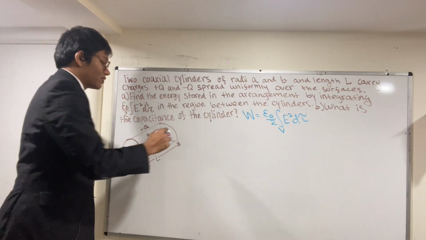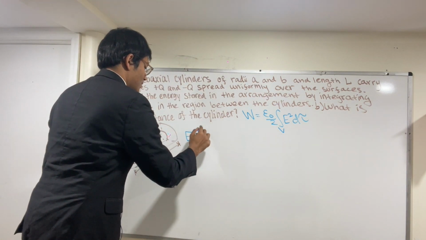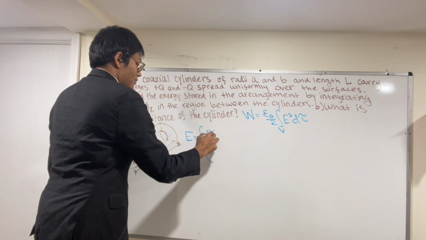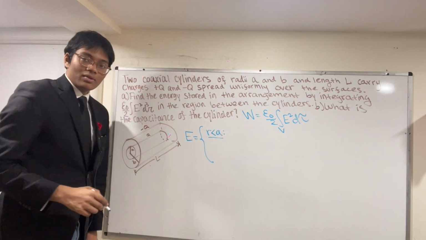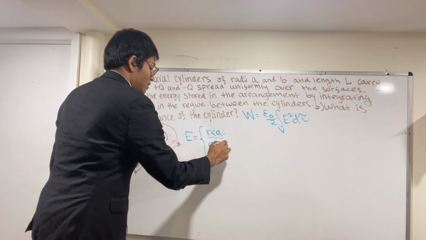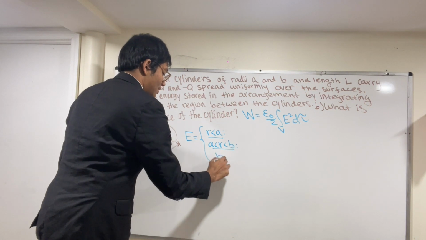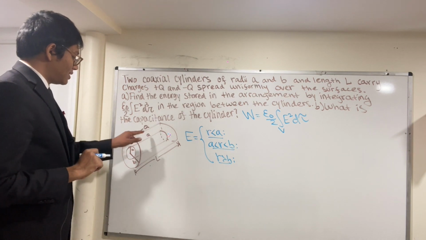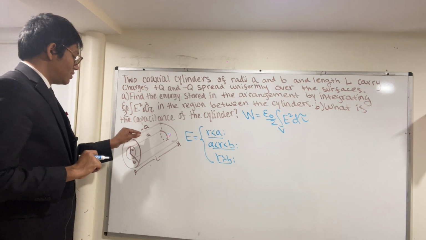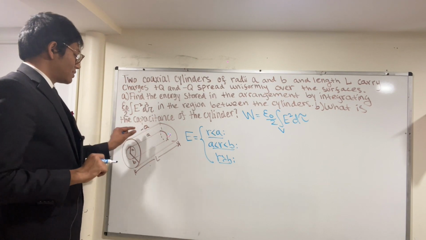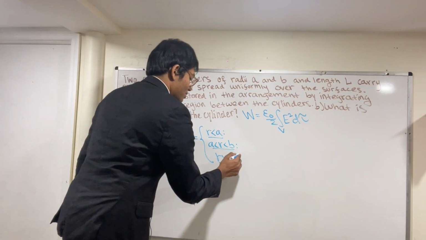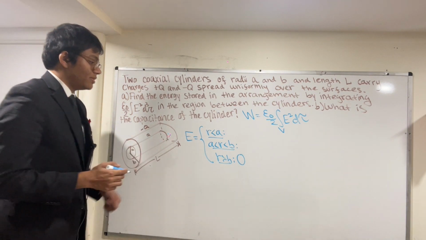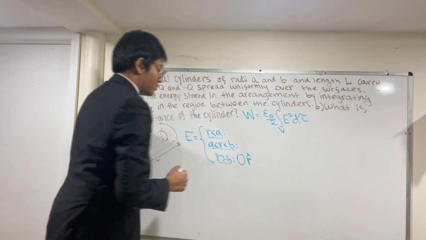So let's find the electric field everywhere in free space. First, what are our regions? Our regions are inside the small cylinder, between the two cylinders, and outside the entire charge distribution. Outside the entire charge distribution is a bit easy because the inner cylinder has total charge Q, and the outer cylinder has a total charge of minus Q. So the net charge is 0, hence the net enclosed charge is 0, and so the electric field should be 0 outside the entire charge distribution.